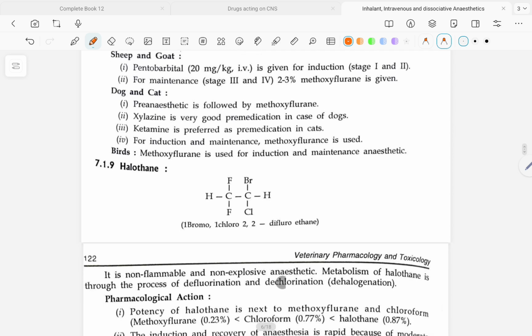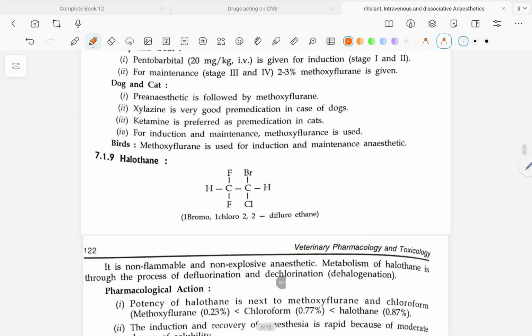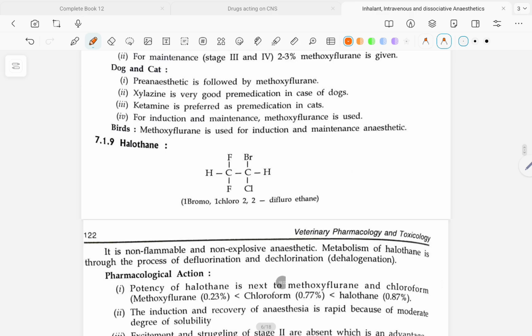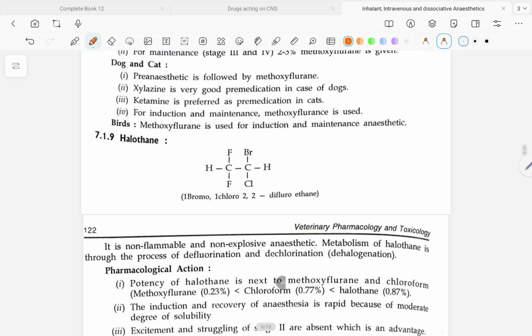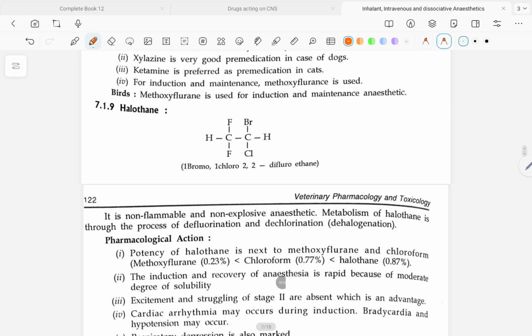Xylazine is a very good pre-medication in case of dog. Ketamine is preferred as pre-medication in cat. For induction and maintenance, methoxyflurane is used.